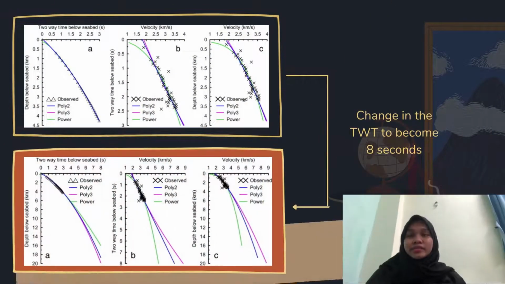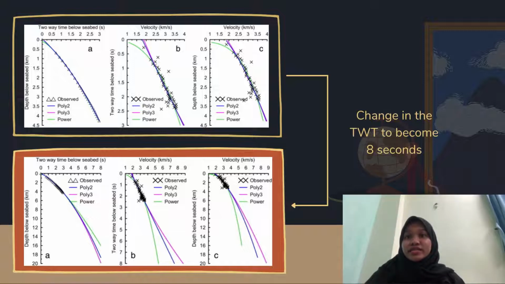First, the two-way time is less than 3 seconds. Then within the top graph, we can see that the 2nd-order and 3rd-order polynomials were fitted but little deviated in the power function. So changes have been made in the two-way time and now become 8 seconds and got an almost perfect fit graph. The velocity of the power function increases with time and decreases in the increment, which deviates from the observed trend. Nevertheless, it provides us the appropriate velocity and depth for deep-seated strata.